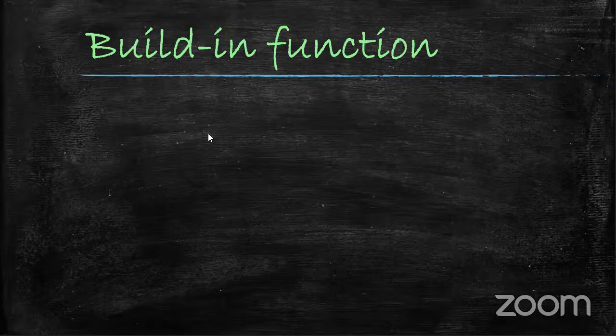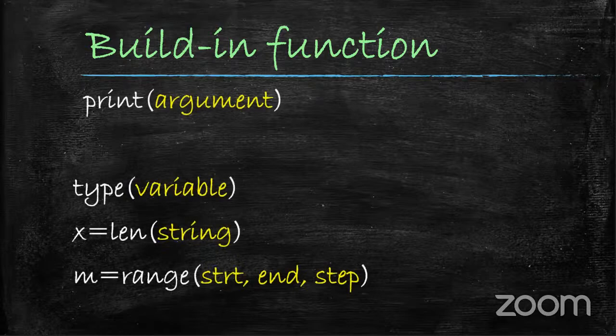Okay. So let's look at the built-in functions first, then we look at the user-defined functions. These are the built-in functions which we have already used in our programs. The first built-in function we have used is print. So print, bracket, and you have to put an argument. Argument means some variable or a string. That is like an input to the function called print.